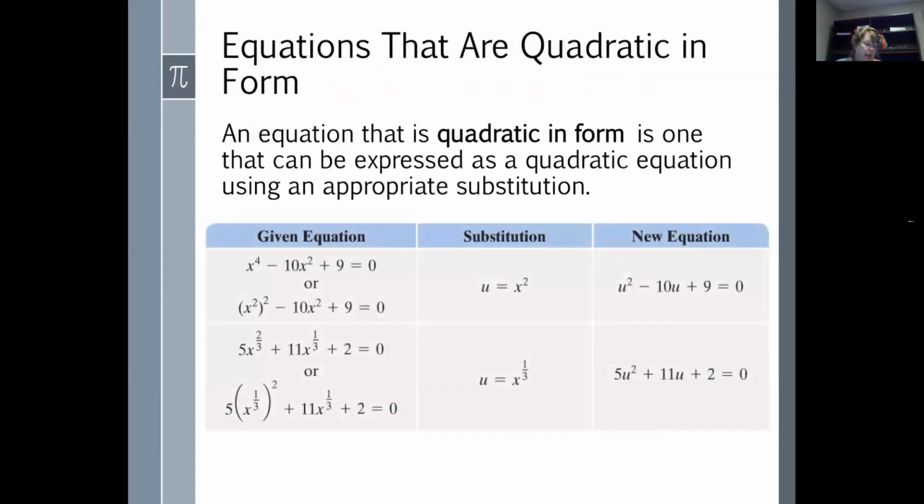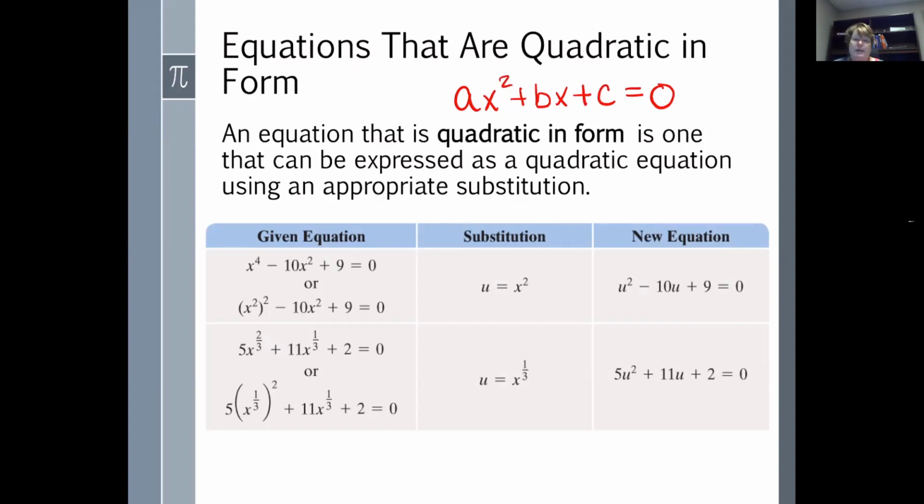Equations that are quadratic in form. So what makes an equation quadratic in form? If you remember, your quadratic equation, when it's in general form, looks like this. And if you look at the first two terms in a quadratic equation and then look at the x's, what's the relationship between the x in the first term and the x in the second term? Not only that, but what's the relationship of the exponents?